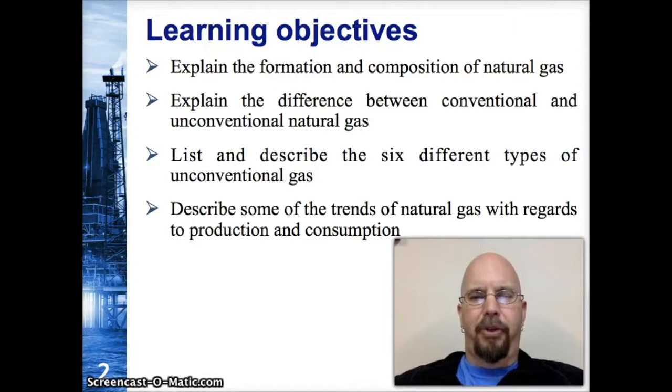Learning objectives for Section 2 are to be able to explain the formation and composition of natural gas, explain the difference between conventional and unconventional natural gas, list and describe the 6 different types of unconventional gas, and describe some of the trends of natural gas with regards to production and consumption.